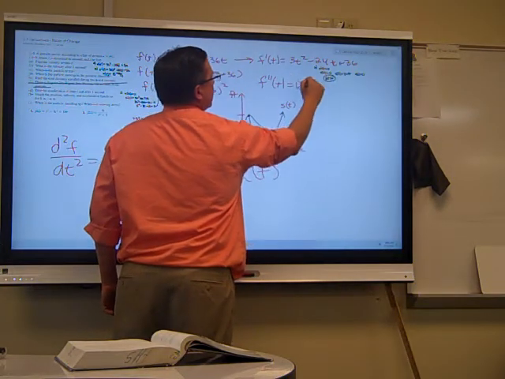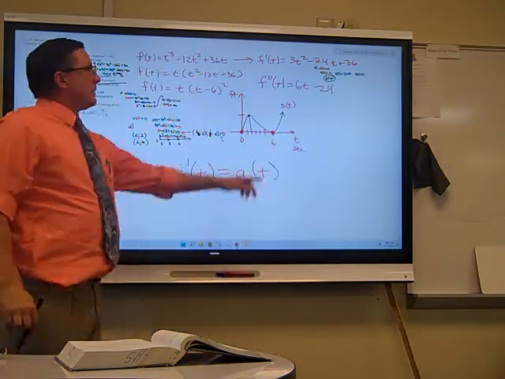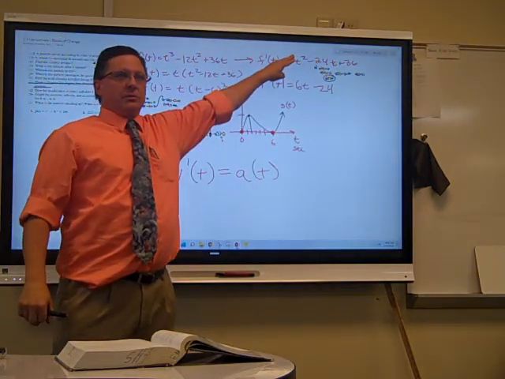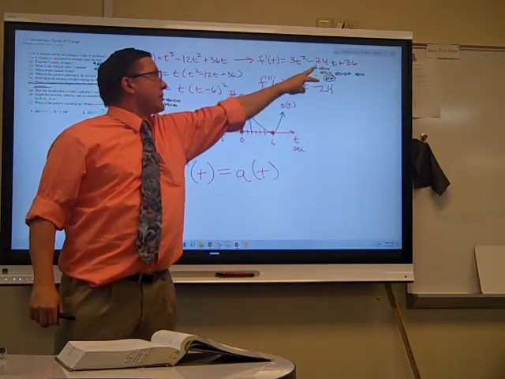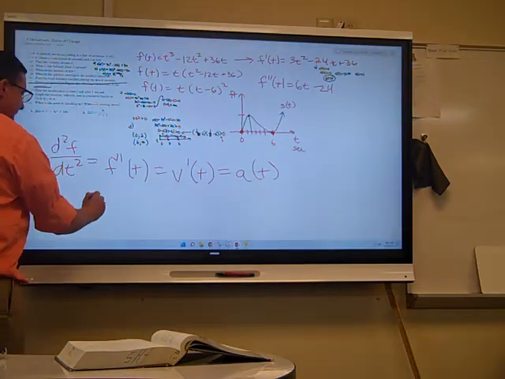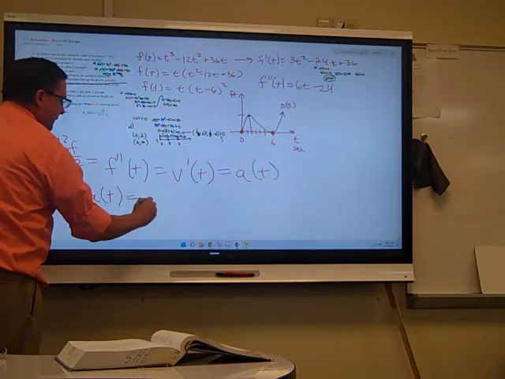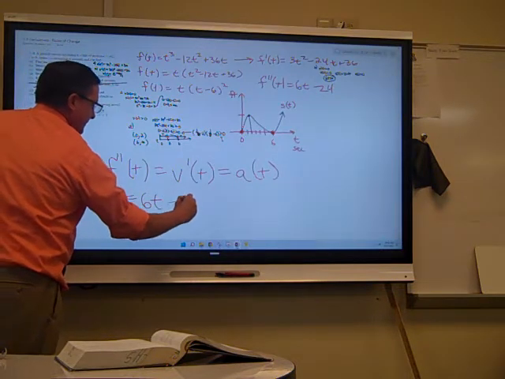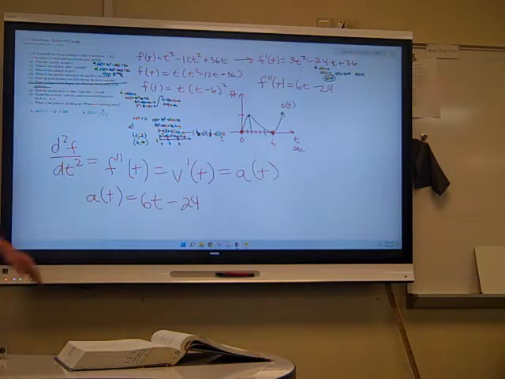Guys, it's 6t minus 24. You agree? The derivative of the velocity function, 3t squared minus 24t plus, is 6t minus 24, right? So everybody, the acceleration function is 6t minus 24. Guys, the derivative of position is velocity. Derivative of velocity is acceleration. If you're going into engineering, derivative of acceleration is jerk. Remember? And that's how your head snaps as you go down the roller coaster.